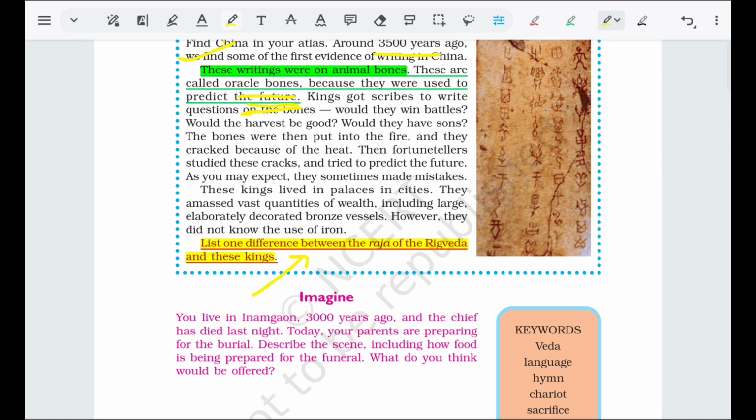There are a lot of differences. One major difference is that the Rig Vedic king was not a ruler over the people. He did not rule over the people. He was a representative, and he did not have any expense on the people, and he did not collect any kind of taxes. But in later days we find that tax collection was happening, and the Raja was maintaining an army, having great palaces and all these things.